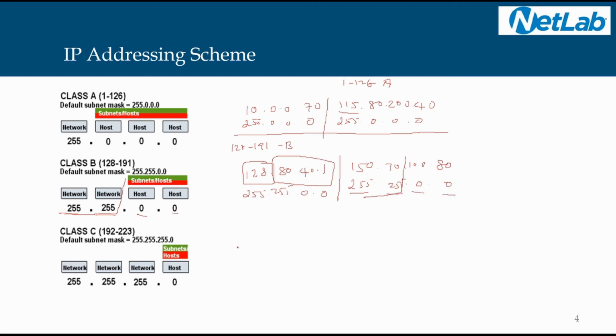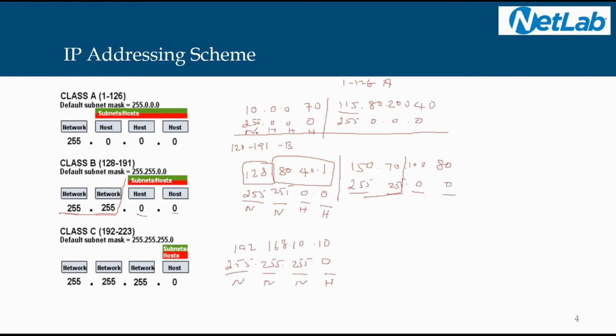In class C, for example 192.168.10.10, the subnet mask is 255.255.255.0. The first 3 octets are the network portion. There is only one host portion. In class B, the first 2 are the network portion, and these are the host portion. In class A, this is the network portion, and these are the host portion.